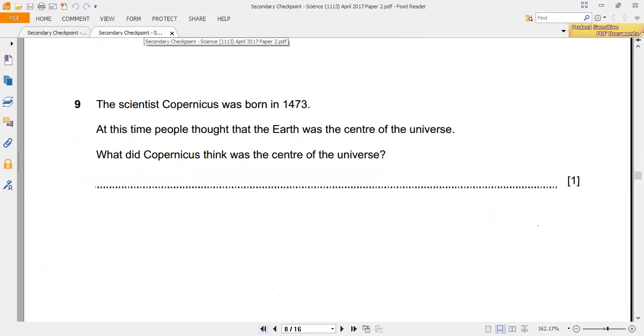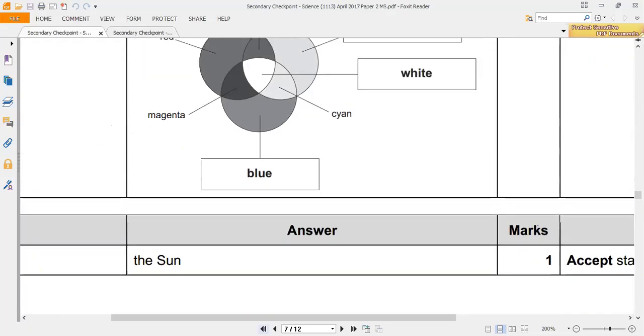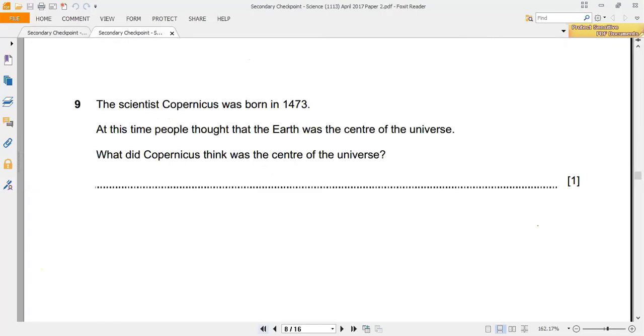Question number 9. The scientist Copernicus was born in 1473. At this time, people thought that the Earth was the center of the universe. What did Copernicus think was the center of the universe? Very simple. Copernicus said that the sun is the center of the universe. Okay? Yes, the sun.